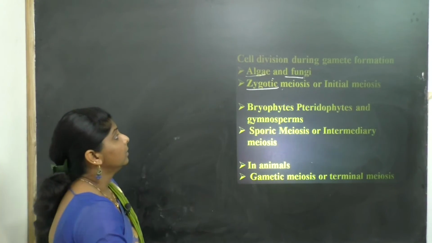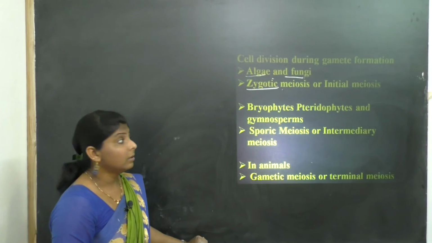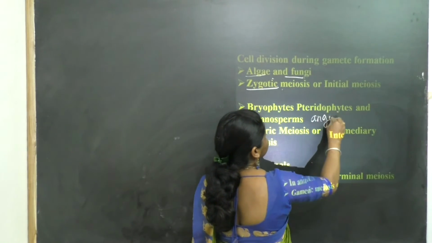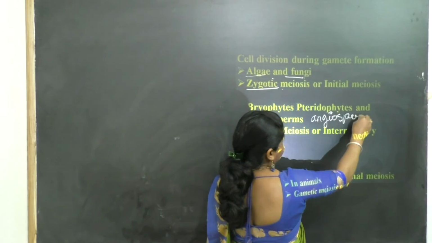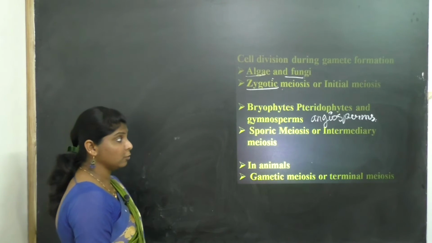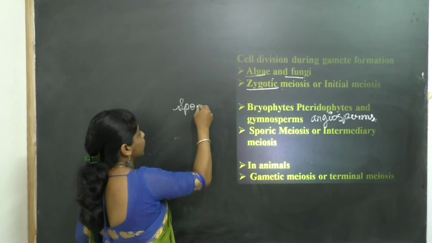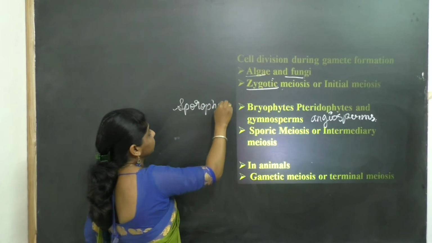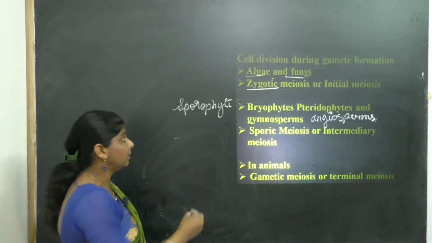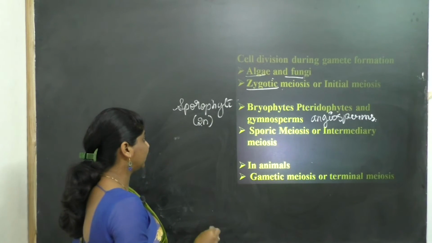Next, what about bryophytes, pteridophytes, gymnosperms, as well as angiosperms? In bryophytes, pteridophytes, gymnosperms and angiosperms, the adult plant body is a sporophyte. So the sporophyte is definitely 2n.